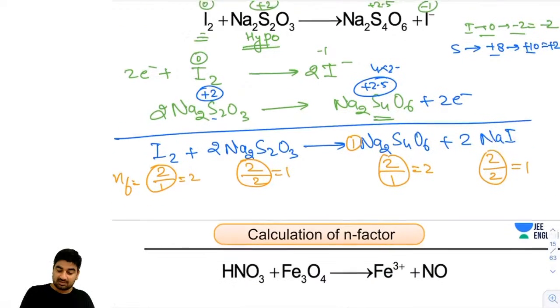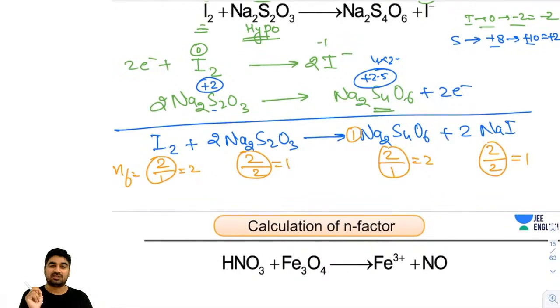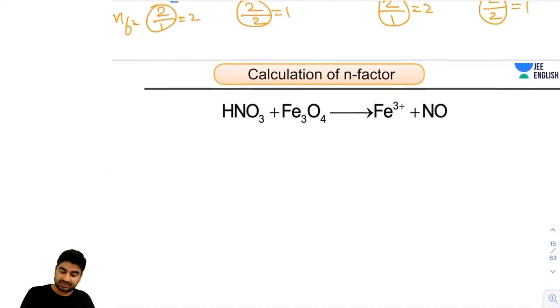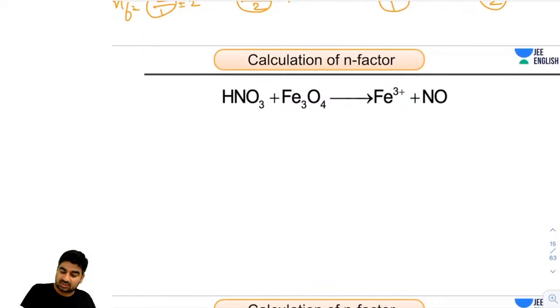So guys, now I have taught you how to calculate n factor for it. Then now do it. Now do it. Calculation of n factor for this. Do it, guys. Yes.